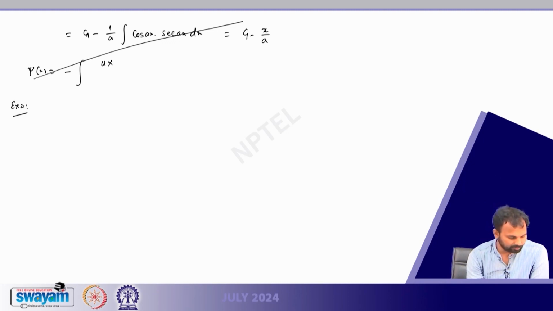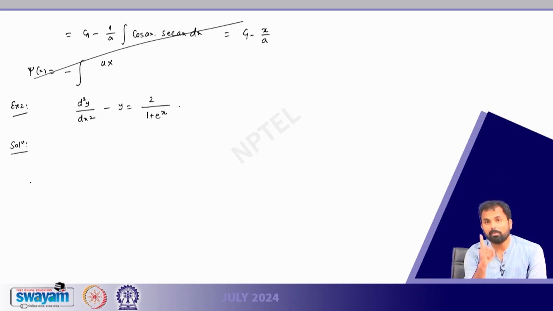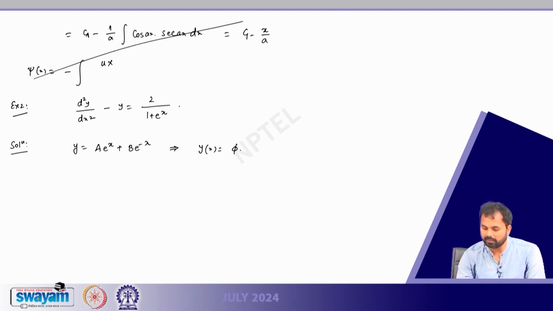Example 2: solve by the method of variation of parameters the equation d square y by dx square minus y equals 2 by 1 plus e to the power x, right. So, the complementary function for the homogeneous equation will be y equals a e to the power x plus b e to the power minus x. We can see it very clearly because it will be m square minus 1, so m will be plus minus 1, and from here we construct our complete solution as phi e to the power x and psi e to the power minus x.